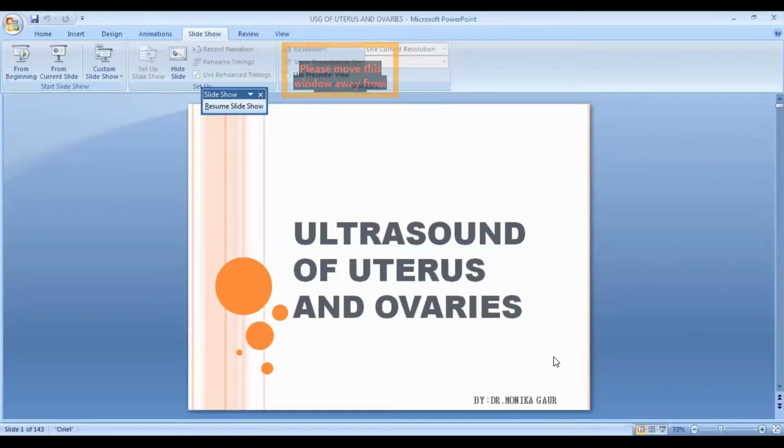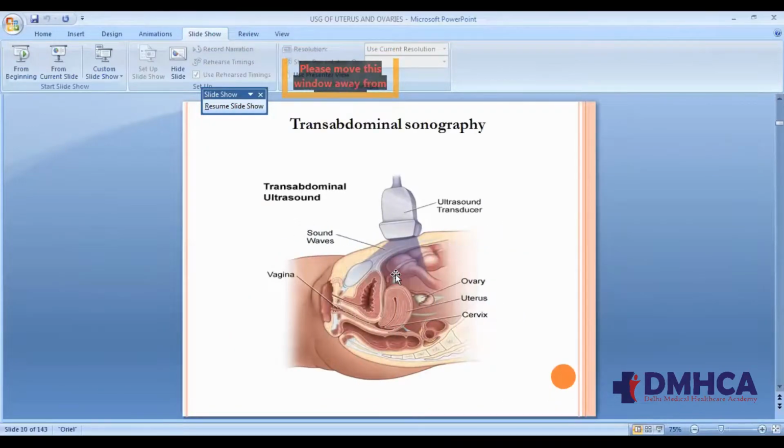Ultrasound of uterus and ovaries. We'll start with the basic part. I have tried to keep it as simple as possible because this is something you are going to use in your daily life. If you are doing around 20 to 25 ultrasounds, 15 to 16 will be ultrasound of the female pelvis. So more than 50% of the cases will show the abnormalities which we are going to discuss today in the uterus or in the ovaries.